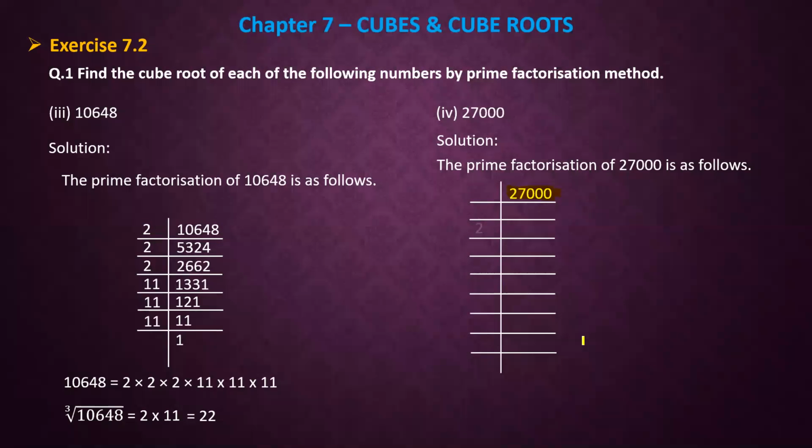So here now, first of all, I'm going to divide this 27,000 with the help of 2. So we have to make half of 27,000, which is 13,500.